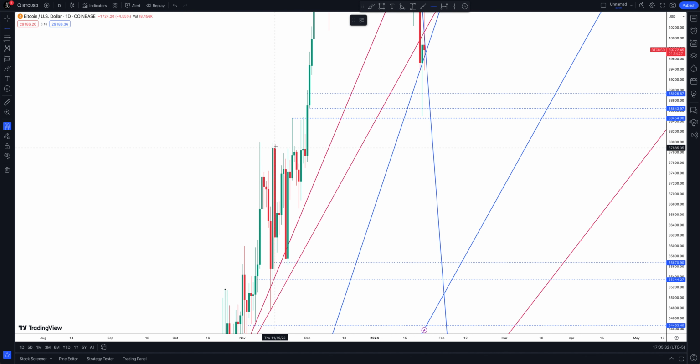Sorry guys, I'm just a little bit under the weather, but there you go. And you can mark as many daily time frames here. There's just so much activity within this region.